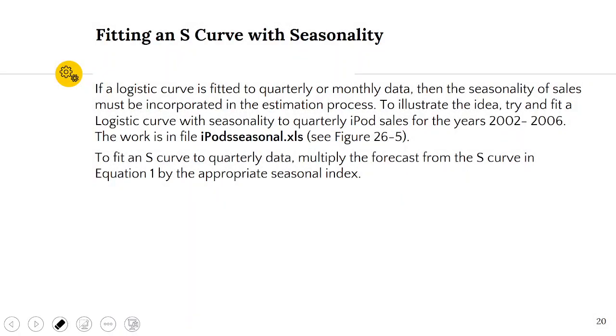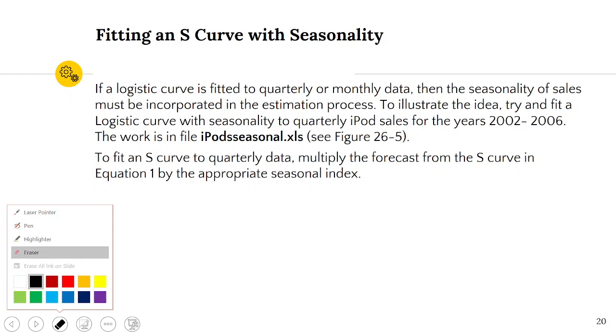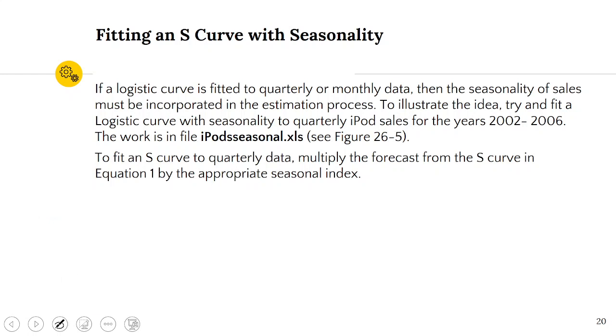All right, lovely people, fitting the S-curve with seasonality. If the logistic curve is fitted to quarterly or monthly data, so let's say that you want to fit the seasonality. There is a seasonality for each month. Oh, what are the odds? What are the odds that every month you have a certain cycle? Well, maybe we'll see.